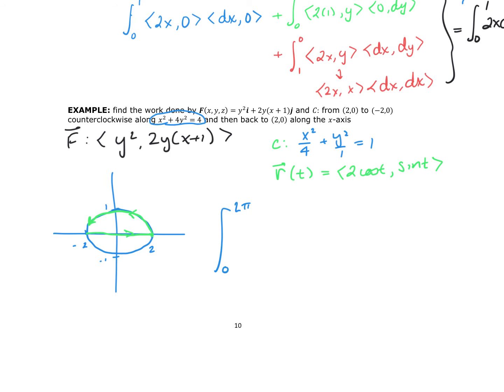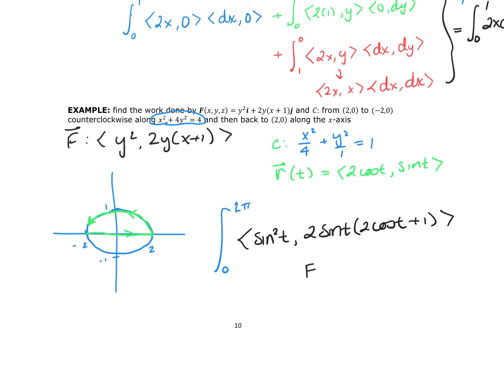And as before, I need to find the replacements of my function here in terms of my parameterizations. Y gets replaced with sine of t, and x gets replaced with 2 cosine of t. So my f function becomes, as vectors, sine squared of t, 2 multiplied by the sine of t, and then 2 cosine of t, and then plus 1.